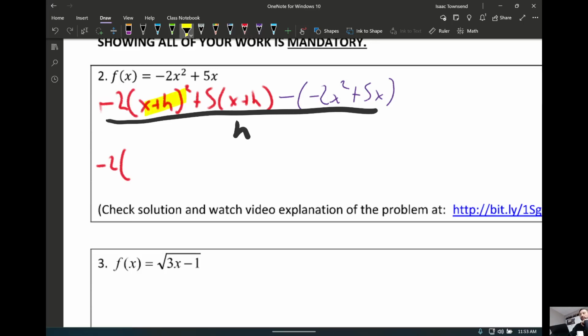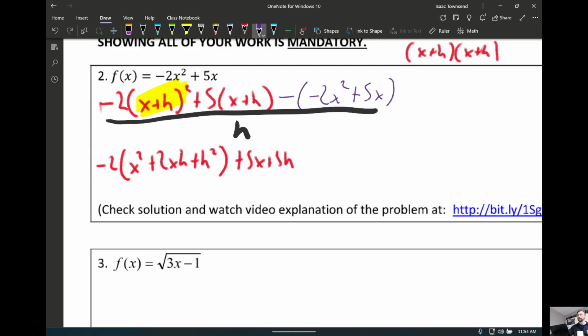FOIL this. Remember, x plus h squared is not x squared plus h squared. If you need to, write it out to the side and actually FOIL it. It would be x squared plus 2xh plus h squared. At some point you're going to distribute this 5. At some point you're going to distribute this negative. And it's still all over h.